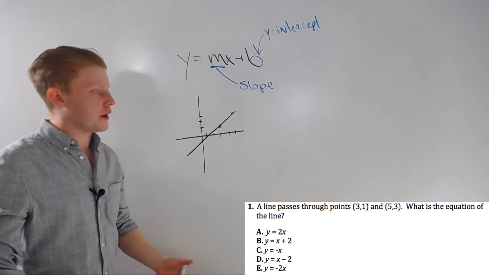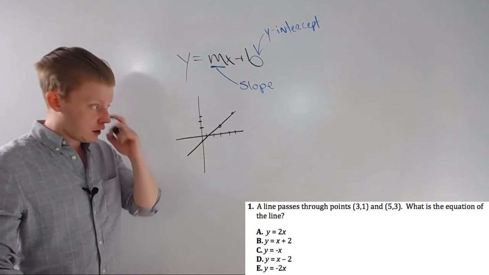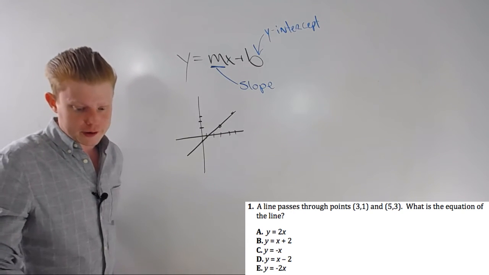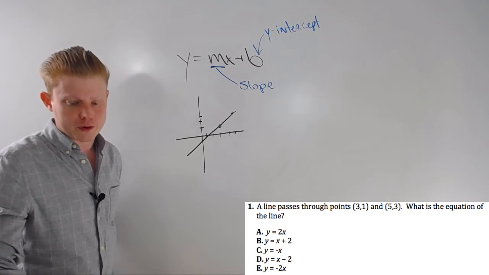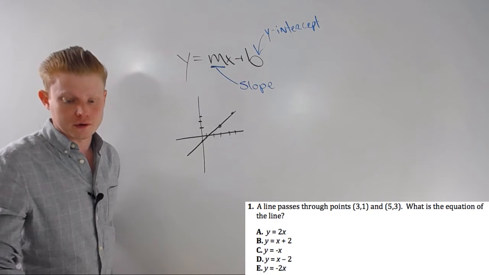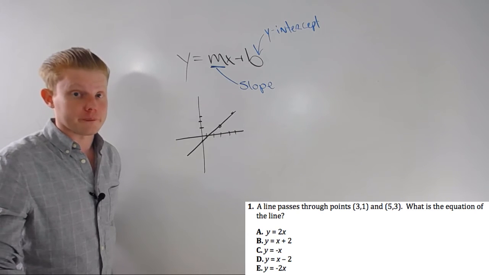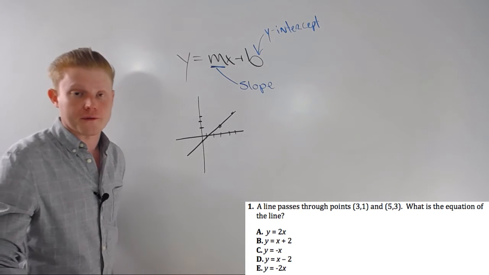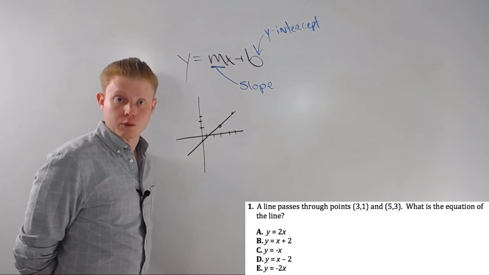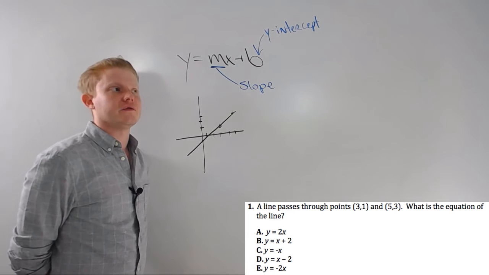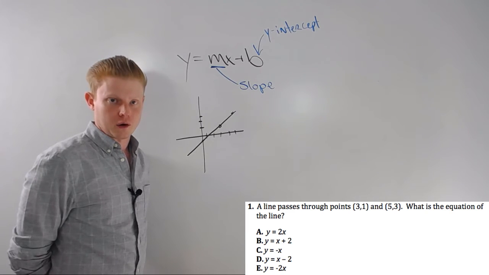If you want confirmation, there's a couple of ways to do that. You could plug in both points. Plug in 3 for x and see if it spits out 1. But you have to do it on both of them, because it may work on one and not on the other. Then plug in (5, 3): plug in 5 for x, subtract 2, you get 3. So it works perfectly. That kind of segues into the second way to solve these.